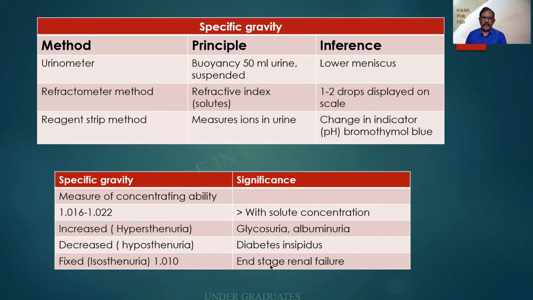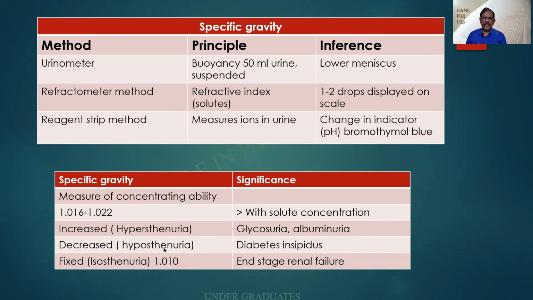And what is the significance of the specific gravity? You find that the range is there, 1.016 to 1.022. And the specific gravity increases with solute concentration. Solute is the material that is there, and solvent is the one that dissolves it. Both together form the solution. It is increased in hypersthenuria, and it occurs in glycosuria or albuminuria. The proteins are increased, sugar is increased.